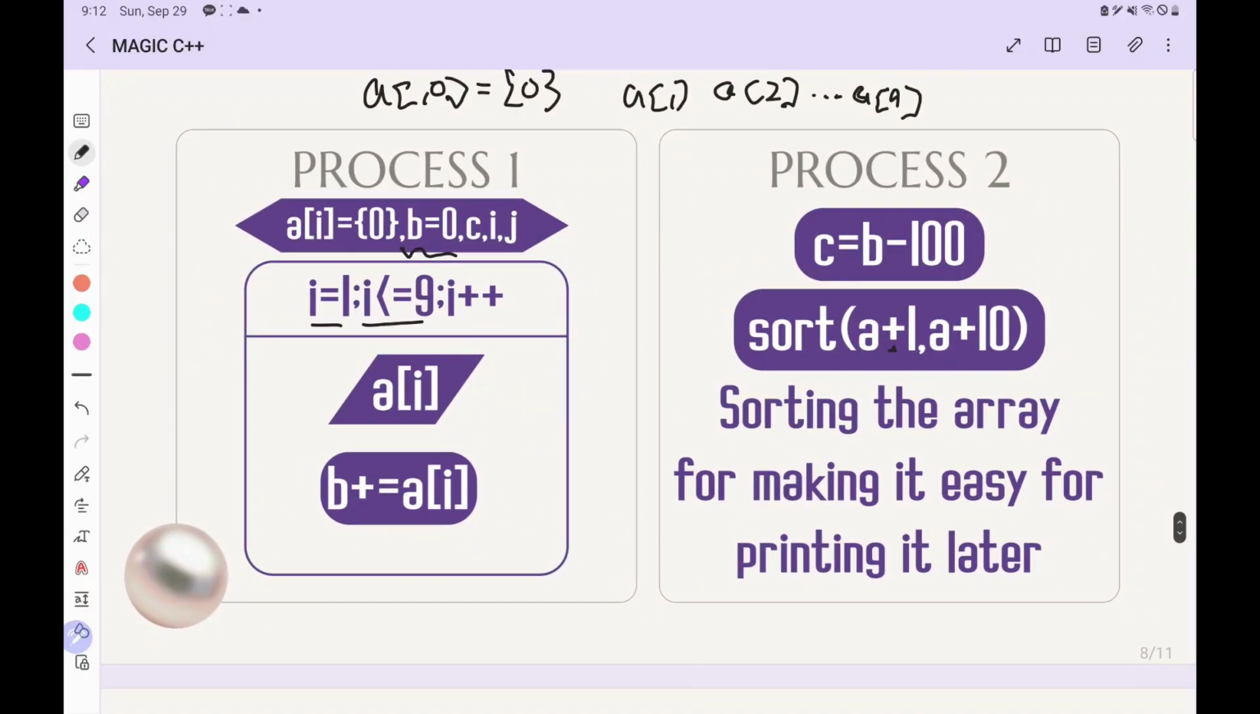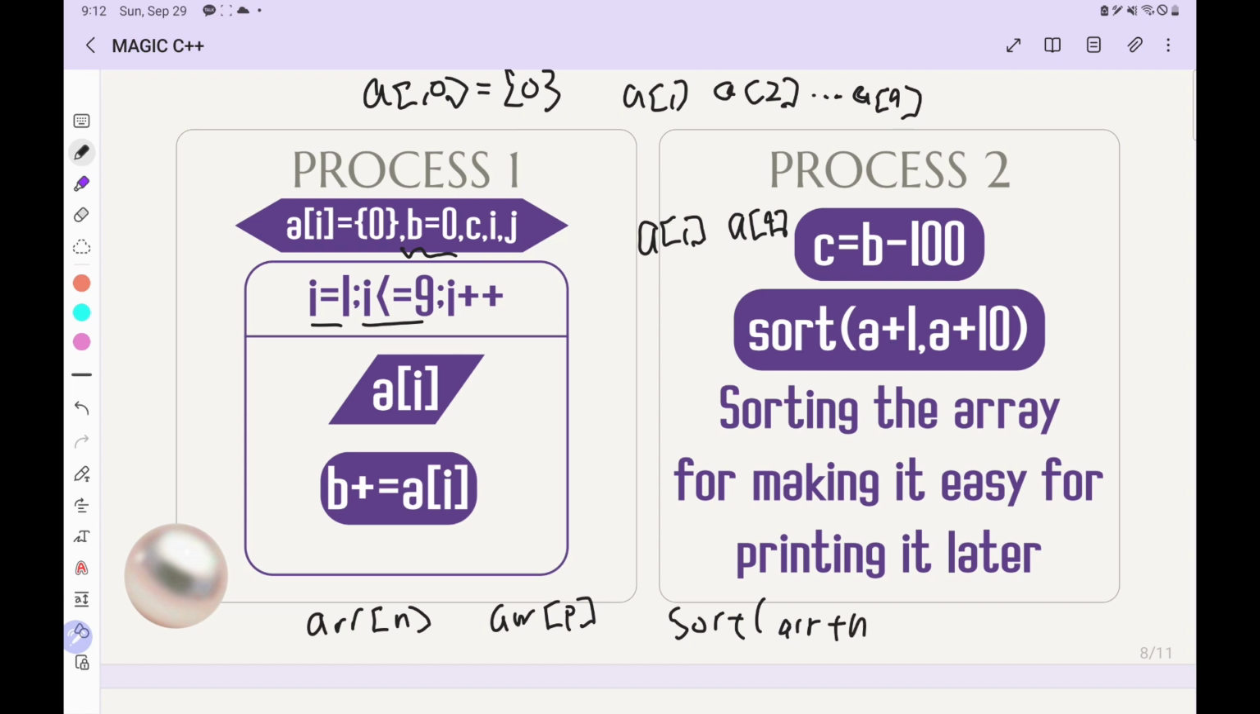Sort A plus 1 to A plus 10. This means A1 to A9. I'm just going to tell you one thing about sorting an array. If we want to sort array ARR-N to ARR-P, we write sort ARR plus N, comma, ARR plus P plus 1. This is important. Sort means we're going to go in ascending order. For example, let's just say we have 3, 1, 2, and we're going to ascend that to 1, 2, 3.